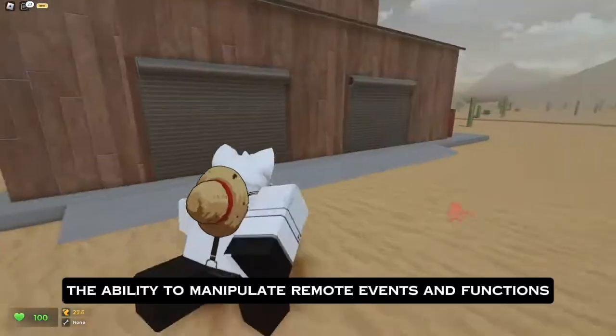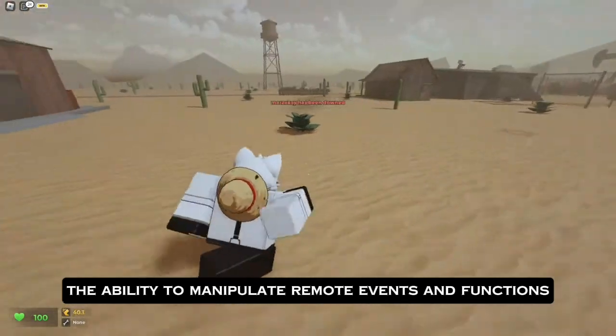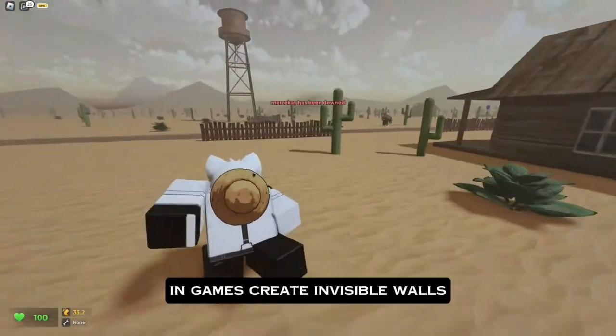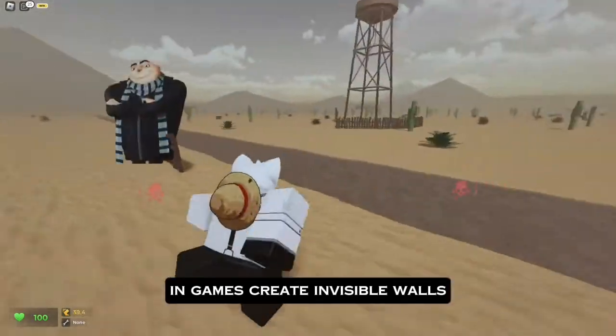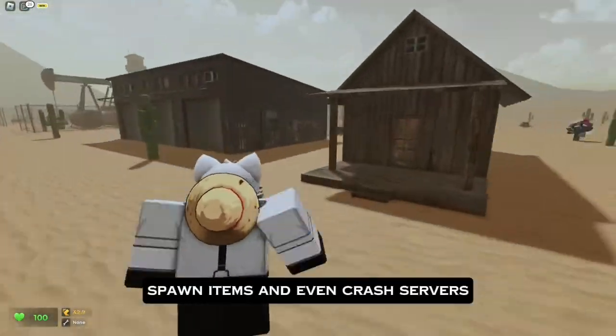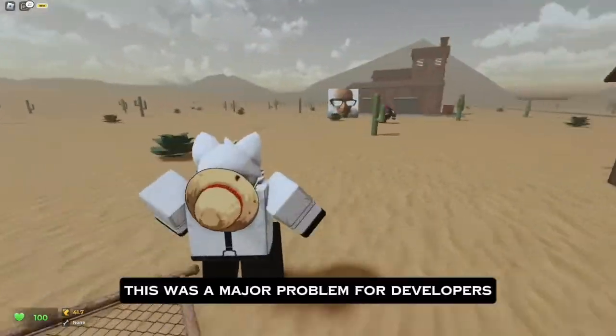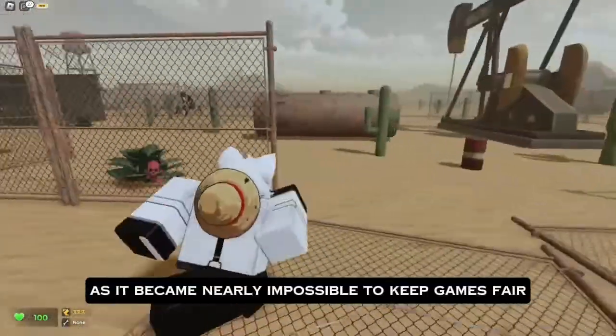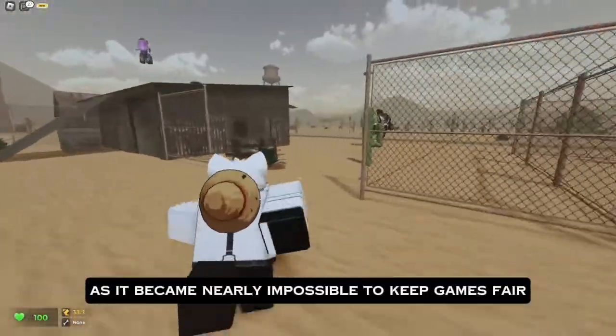The ability to manipulate remote events and functions meant exploiters could give themselves admin powers in games, create invisible walls, spawn items, and even crash servers. This was a major problem for developers, as it became nearly impossible to keep games fair.